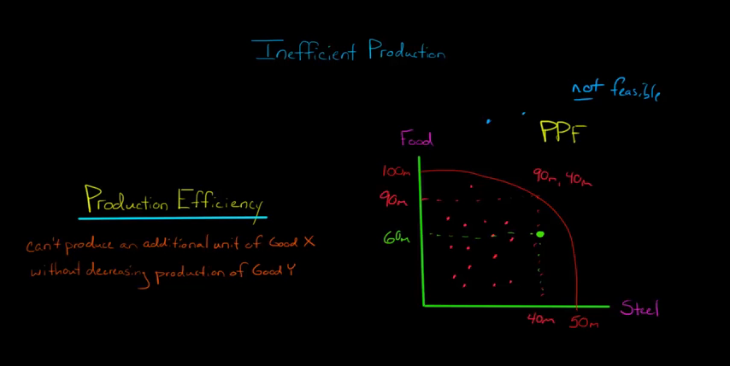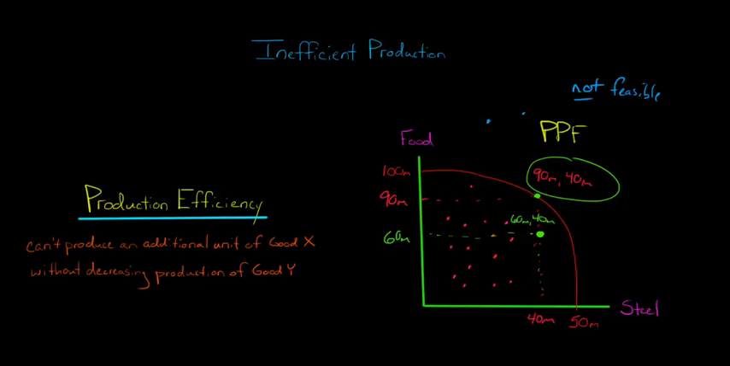So you'd say, well, what's wrong with this point? Well, we could get to this point right here without giving up any steel, right? Because this is 90 million tons of food and 40 million tons of steel. So why would we take 60 million tons of food and 40 million tons of steel? Without giving up any steel, we could get an additional 30 million tons of food. So obviously this point is better. So that's why all these points along this curve are efficient in production.